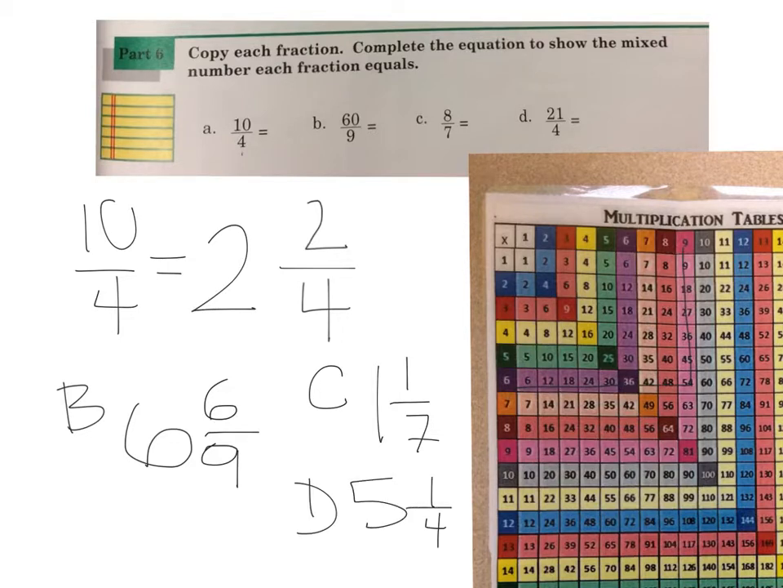So go ahead and check to make sure that you have the correct answers. And if you're not sure how to do these, go back and try and rework the problem again. Use your multiplication table here to see where you may have gone wrong, and then come back for the next part.